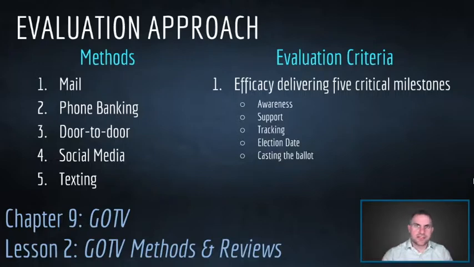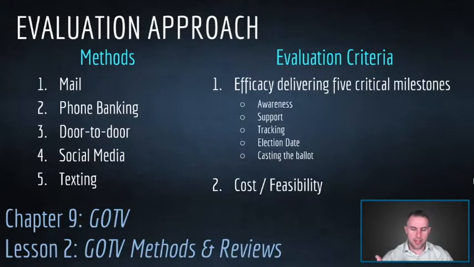We get them to awareness, then we get them to support, then we get the campaign to track them, and then we get them to be aware of the election date, and then we get them to actually cast their ballot. So that's the journey and the milestones on it. So we look at the efficacy of each one of these methods on the left-hand side of delivering on those 5 critical milestones. And then on top of that, we'll layer on something about cost and feasibility. So when we look at evaluation criteria, both number 1 and number 2, then we can give an overall rating to each one of these methods on the left side of the screen here.